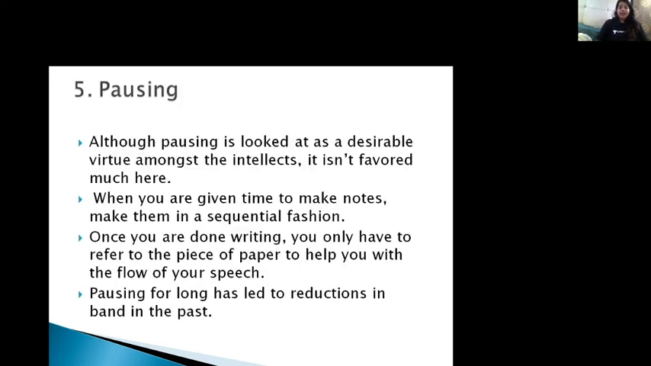Now, the first one is pausing. Although pausing looks like a very desirable virtue among the intellectuals, like you just stop, you think about it, and you say, okay, I wanted to say, and then you took a pause. It was considered, but when you're taking IELTS, it is not.